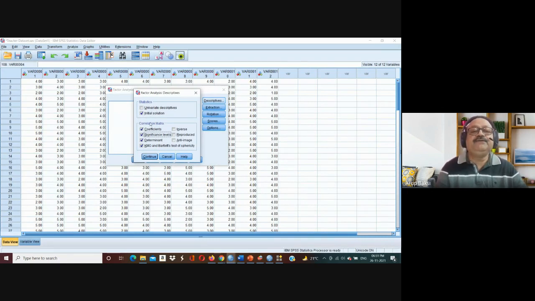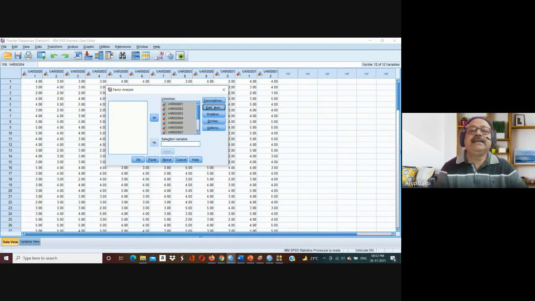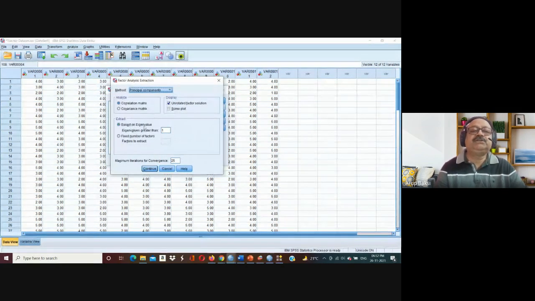See, if you are going for determinant, by default it will produce the correlation table. But if you are doing your work for a PhD thesis, probably you will require much more tabular support, the result support. So you can click for coefficients and the significance level of those coefficients. So continue. Extraction based on eigenvalues greater than 1.